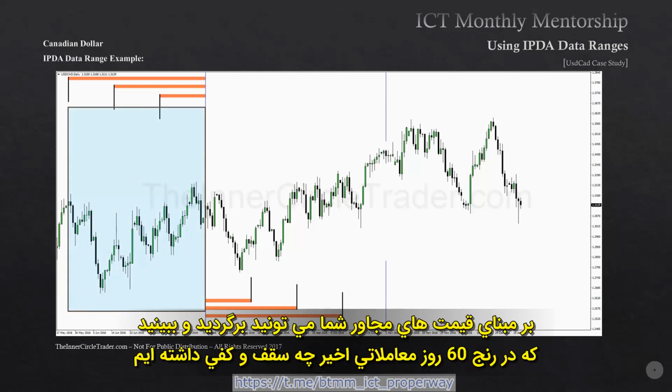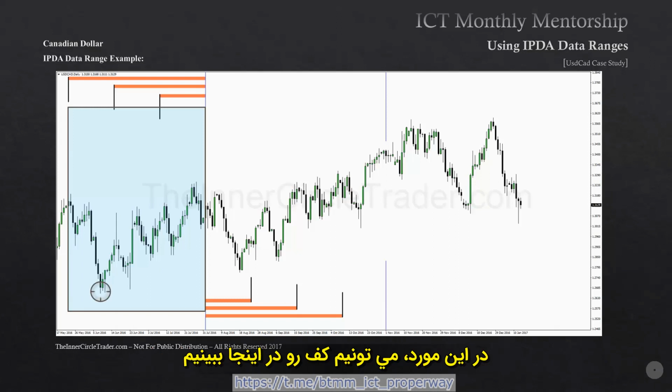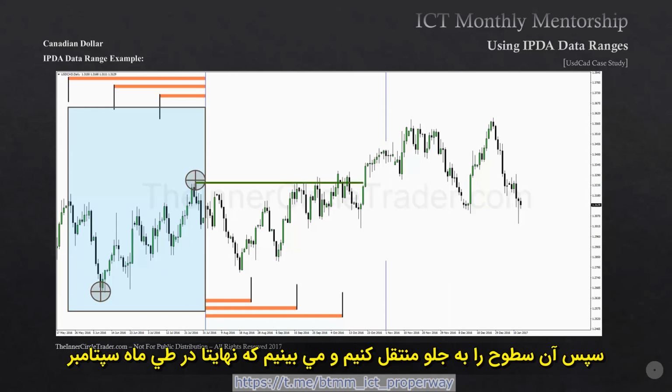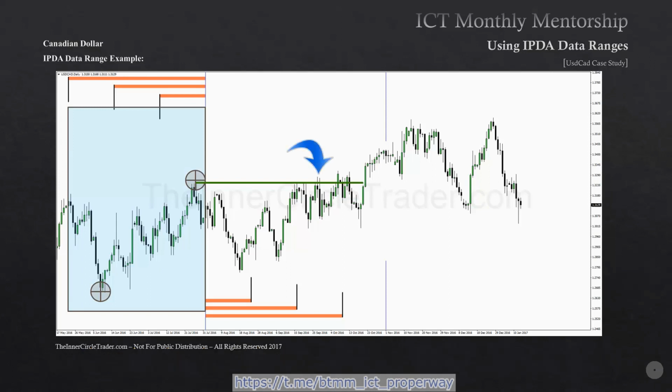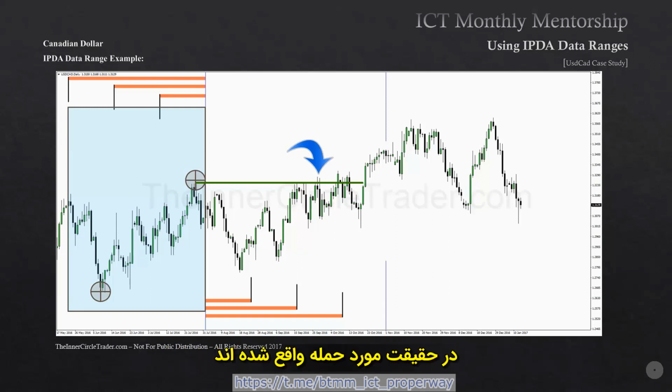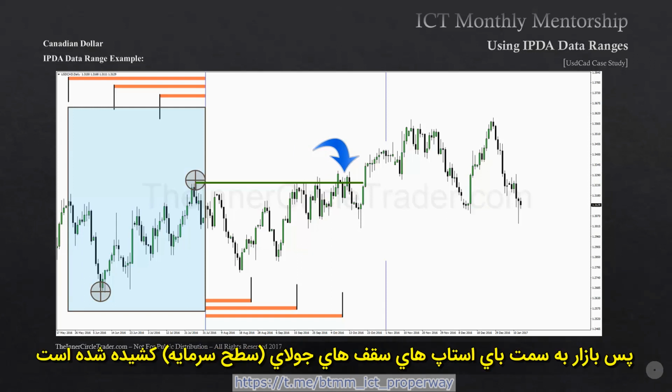On a near-term basis, you can look back and see what the last 60 trading days' range was, high and low. In this case, we can see the low is here and the high is here. Going forward, because we're looking at the look back period here, casting forward those levels, we can see that eventually during the month of September, those highs that were formed in the latter portion of July 2016 were in fact raided. So the market was drawn to the buy stops on the fund level at those July highs.